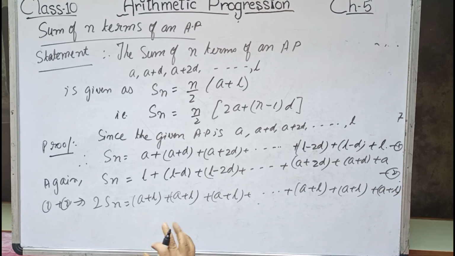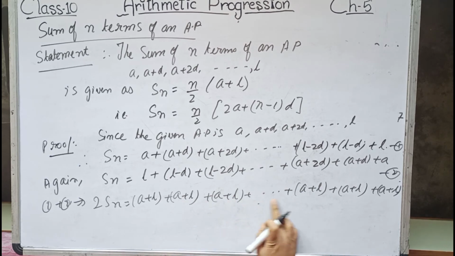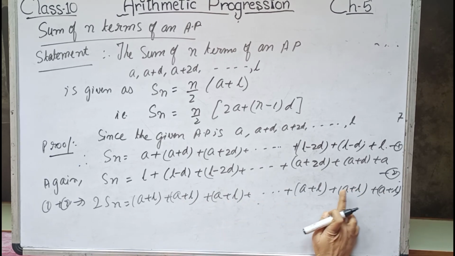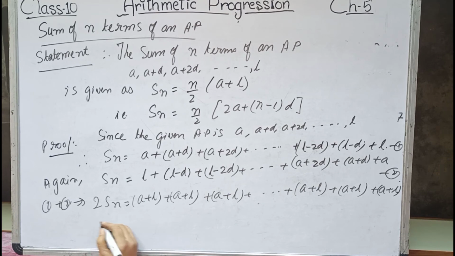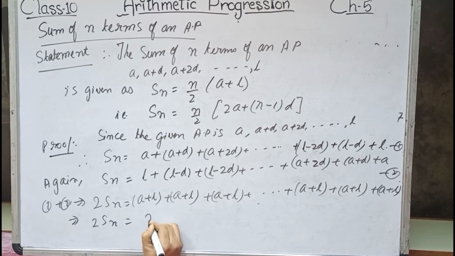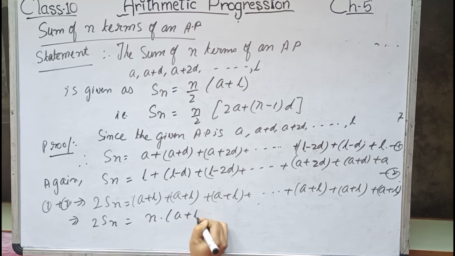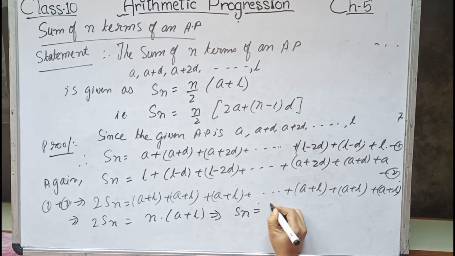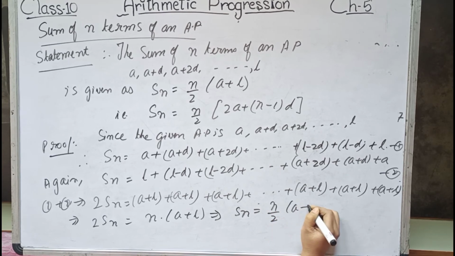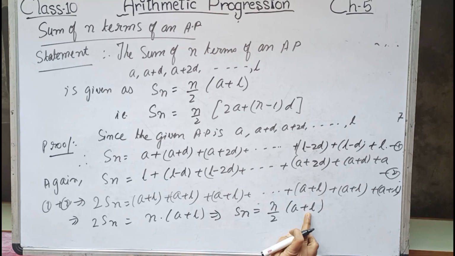So we are getting n number of A plus L, first, second, third and so on, and this one is nth, n minus 1th, n minus 2nd. So this implies twice of Sn equals n into A plus L, because n number of A plus L terms are there. So this implies Sn equals n by 2 into A plus L. Okay?